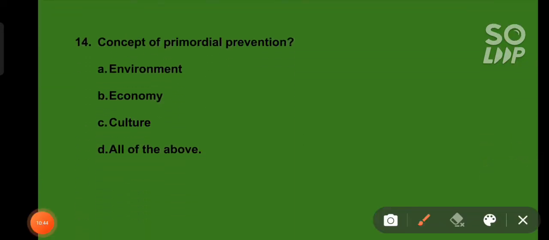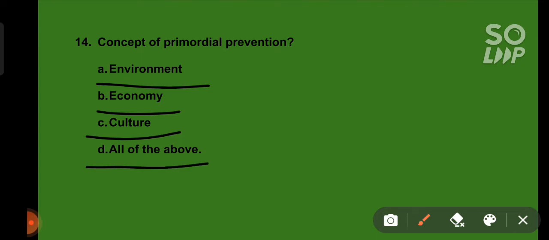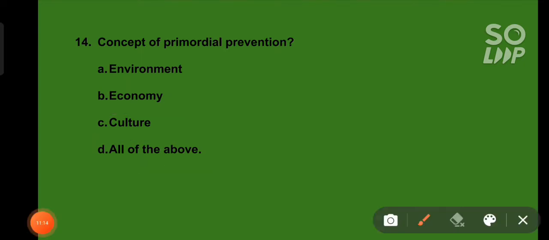The next question is the concept of primordial prevention. So what is the concept of primordial prevention? There are four types of prevention: primordial, primary, secondary and tertiary. So among these, what does primordial prevention mean? The options are option A, environment, option B, economy, option C, culture, option D, all of the above. The right option is option D.